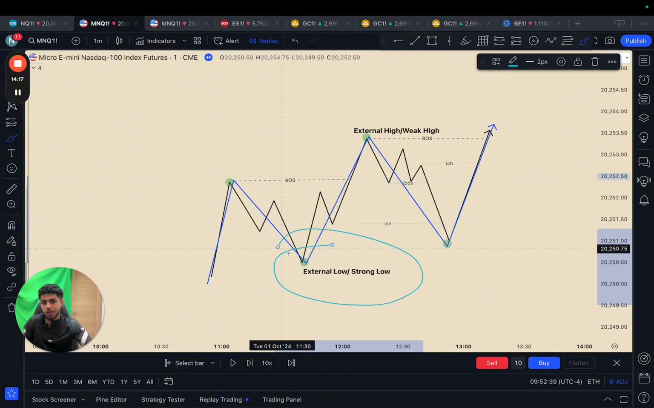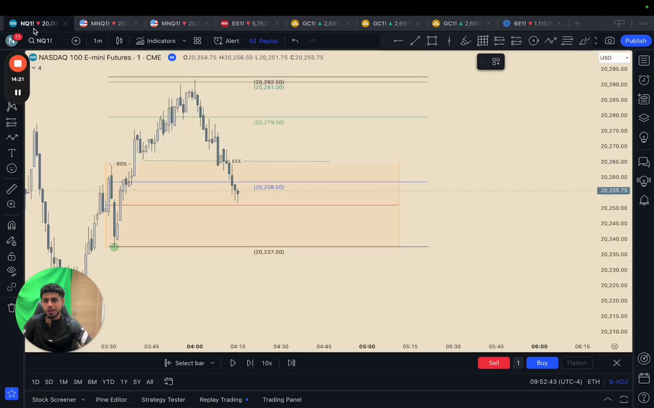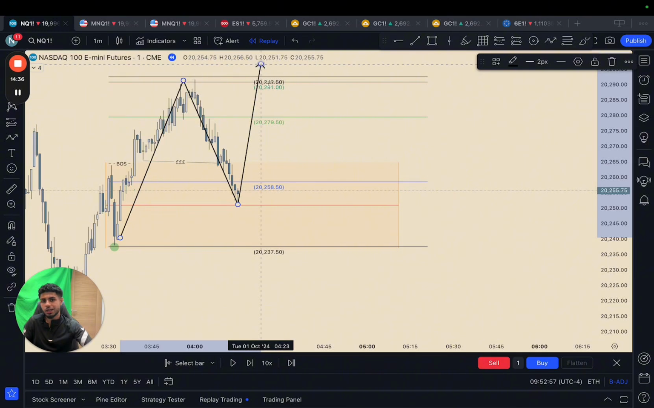We need to know where our external lows are compared to our internals. If I put it at these internal lows here, I'm going to get faked out. I'm going to get stopped out. This is just the inducement we wanted. Now, my take profit is going to be where? It's going to be this high here, because we're expecting a higher low back into a higher high.